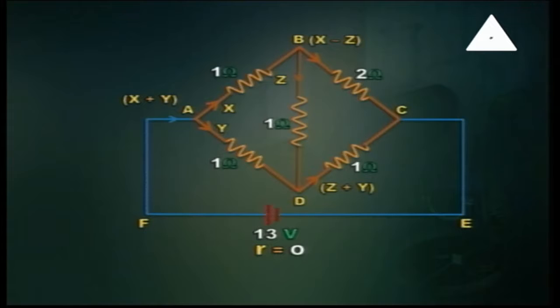Now let the main current through the battery be denoted by X plus Y. And a portion which is X will flow through the 1 ohm resistor. It is shown in front of you. Rest of it, which is Y, flows through the other 1 ohm resistor. At point B, a portion of the current denoted by Z passes through the 1 ohm resistor. So the current that flows through the 2 ohm resistor must be X minus Z. And what happens at node D? Yes, Z and Y are added together to give Z plus Y that passes through the 1 ohm resistor.